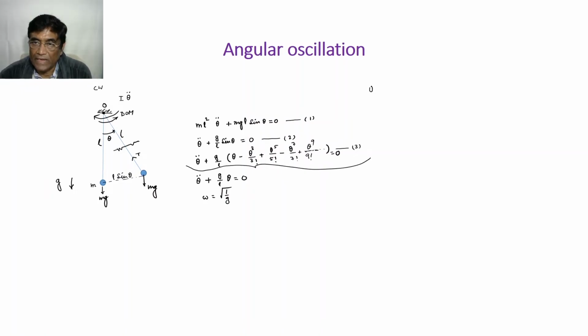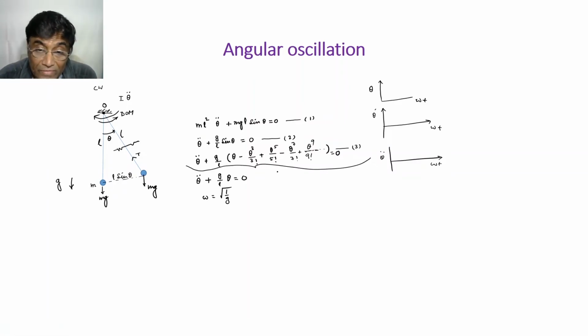Solve means what? Again, we want theta versus omega t, okay? And then plot, we want theta dot versus omega t, theta double dot versus omega t, etc., etc. For that, I will have to solve this equation, right? And this is not solvable, definitely.